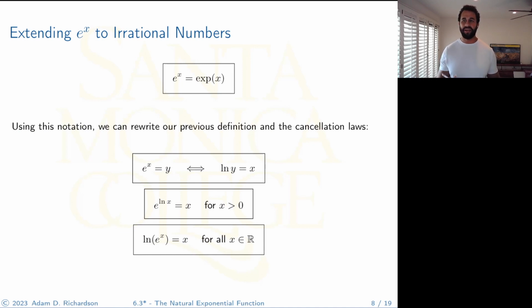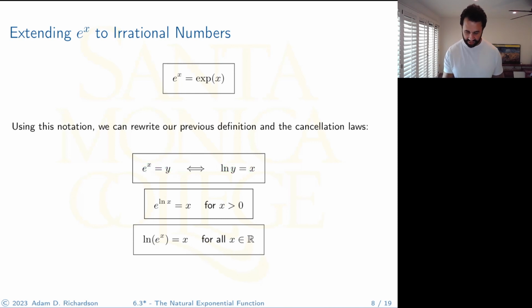So it agrees with that intuition that you got back in pre-calc or algebra when you were first talking about the natural exponential. Using this new notation, we can also rewrite the cancellation equations. Oh, and our definition. So now the definition is this: e to the x equals y if and only if ln of y equals x. This is what you saw back in algebra, right?